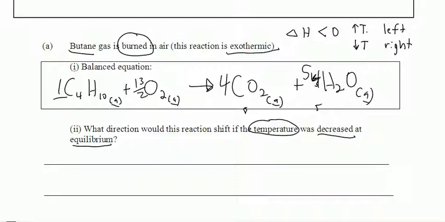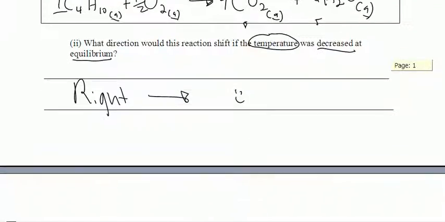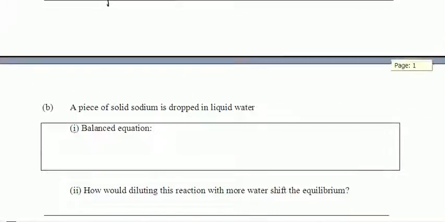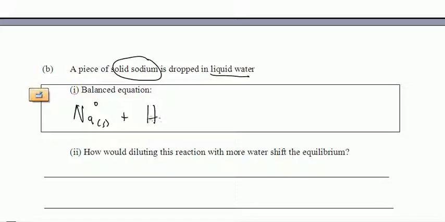What direction would this reaction shift if the temperature were decreased? The answer is right. Yay! Moving on to B. A piece of solid sodium, so Na 0, and it's solid, is dropped in liquid water, plus H2O liquid.